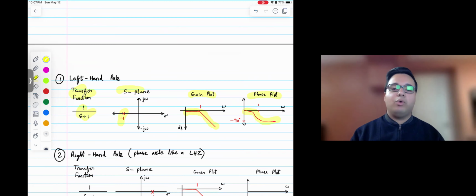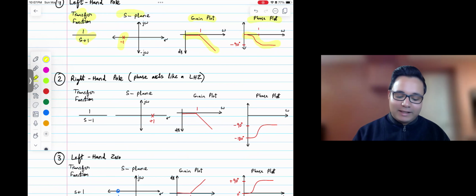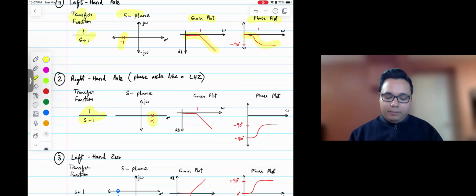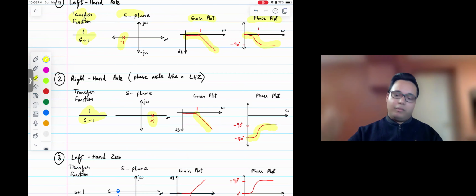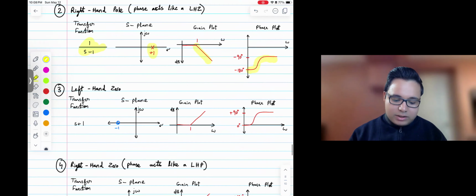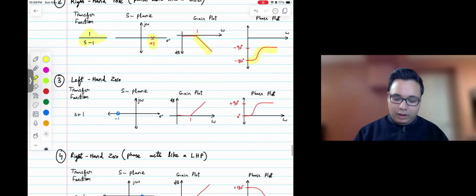So that's pretty normal. We see that every day, right? But let's look at the right-hand pole. That would be, for example, 1 over s minus 1. So here you get a pole in the right-hand plane, and your gain still drops by 20 dB per decade, but now the phase sort of increases, kind of like a zero.